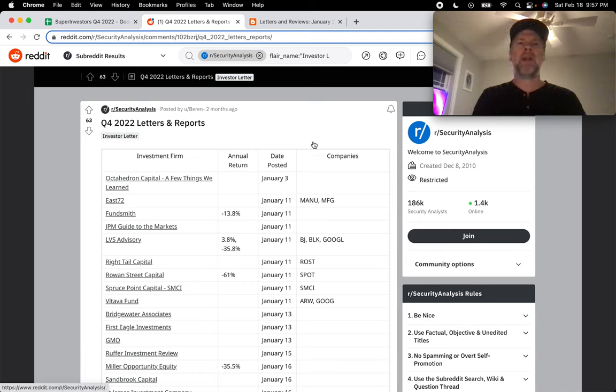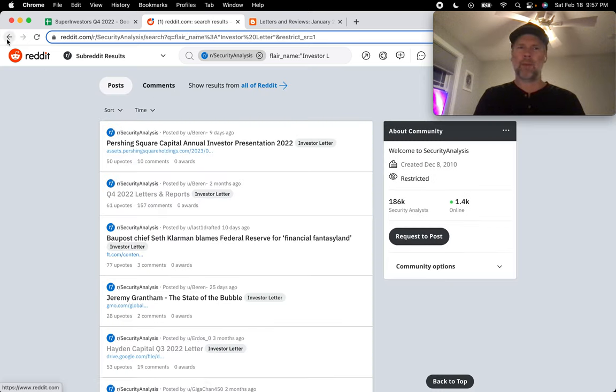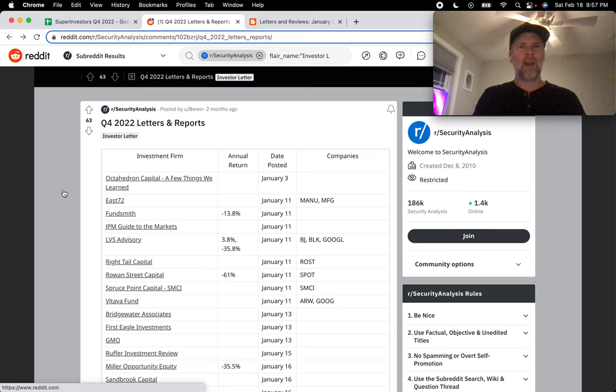It's the security analysis Reddit forum. And within that, there's this Q4, go away. Why is that popping up? Don't do that. My computer's a little slow right now. It's a little discouraging. Q4 2022 letters and reports.